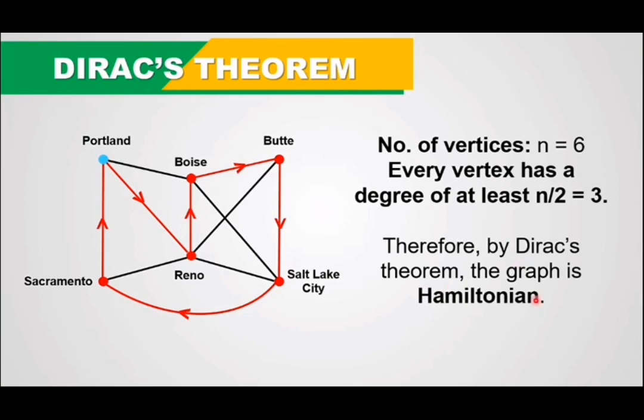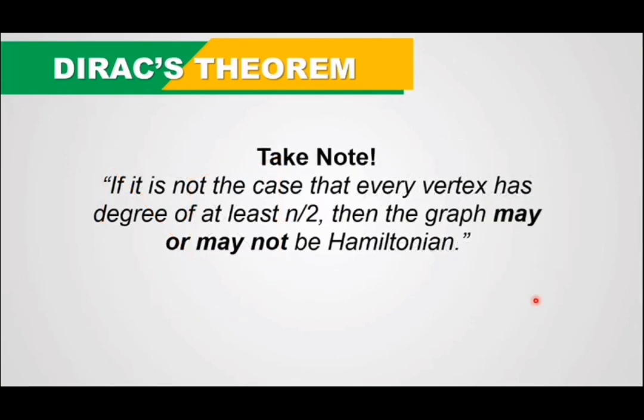Now, one of the limitations of Dirac's theorem is that if it is not the case that every vertex has degree of at least n over 2, then the graph may or may not be Hamiltonian. In other words, if the conditions of Dirac's theorem are not met, the graph could still be Hamiltonian or not. So Dirac's theorem will not tell us if the graph is not Hamiltonian. It only helps us in determining if a particular graph is Hamiltonian, but it will not tell us if it is not.